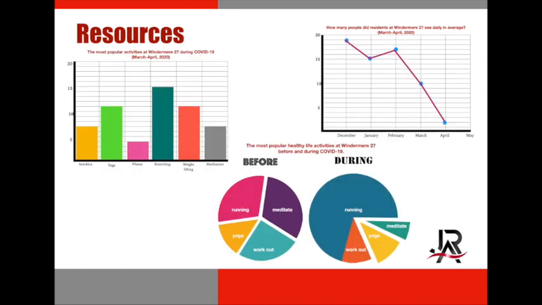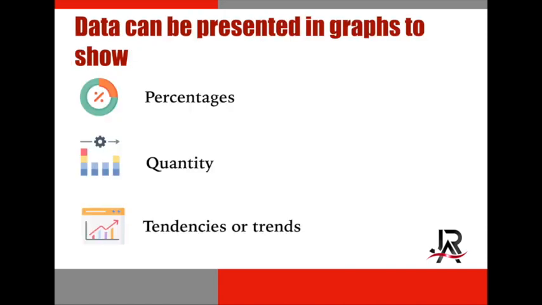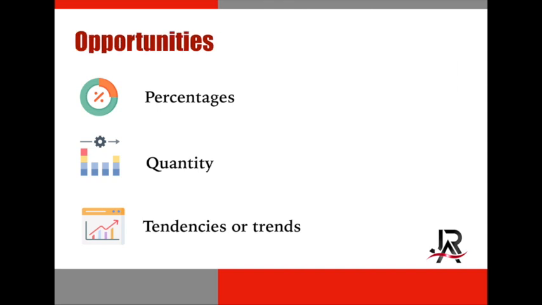In order to implement this strategy, you will need different types of graphs: bar graphs, graphs that show trends, or pie charts. As you know, this is the data that can be represented in graphs: percentages, quantities, and tendencies or trends. When we represent data in this form, we provide students with a very interesting reading experience. Instead of reading written text, students analyze and interpret the data that is presented in the graphs.